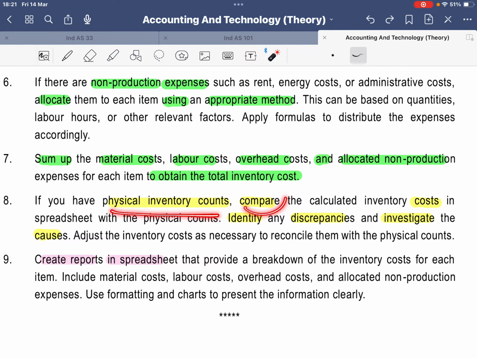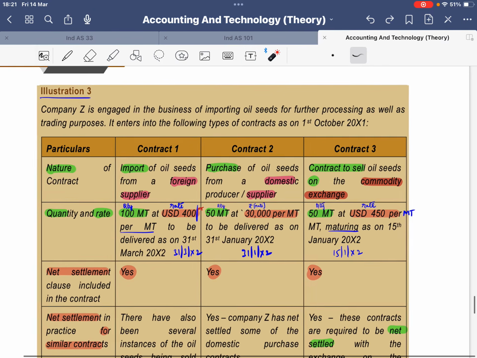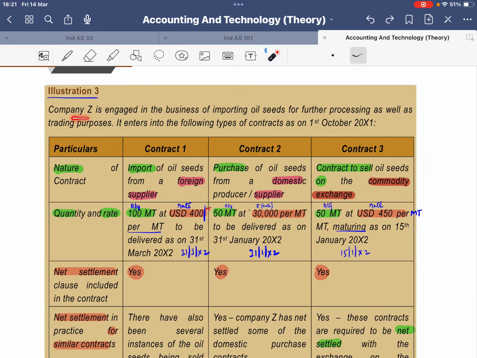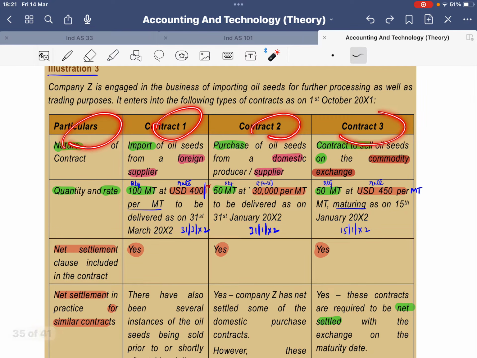Physical inventory counts, compare costs, identify discrepancies, investigate causes. Create reports in spreadsheets. Illustration 3. Company Z is engaged in the business of importing oilseeds for further processing as well as trading purposes, and it enters into the following contracts on 1st October. Particulars: Contract 1, Contract 2, Contract 3.